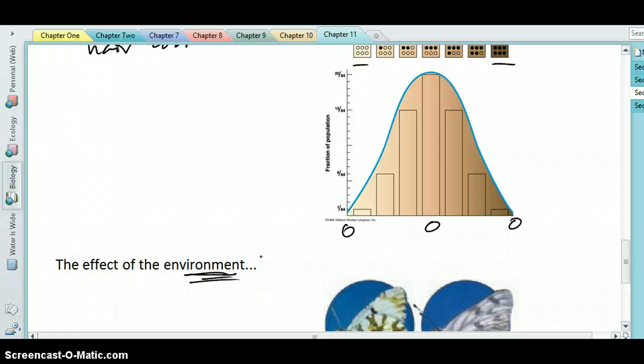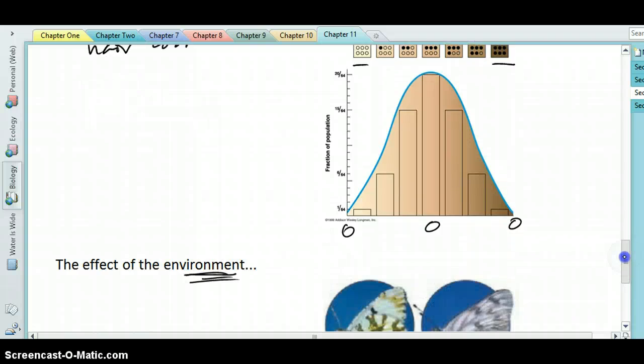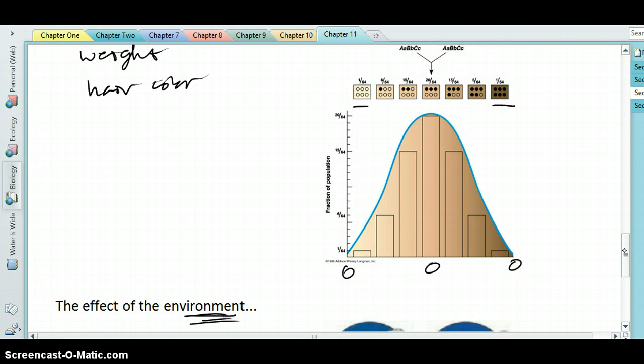Think body weight as well. You may have a genetic predisposition for a certain body weight. Of course, if you starve yourself, you'll lose weight, and if you eat a whole bunch of food, you'll gain weight. So you can modify that phenotype by, again, your quote-unquote environment. Obviously, you can do that with hair color if you dye it, but also if you just stay out in the sun a long time, it tends to lighten your hair up a little bit as well.